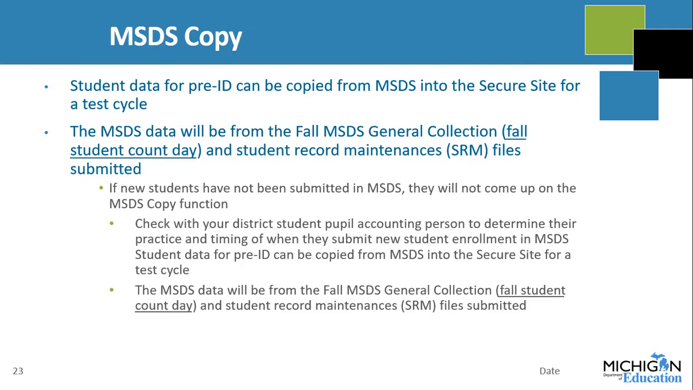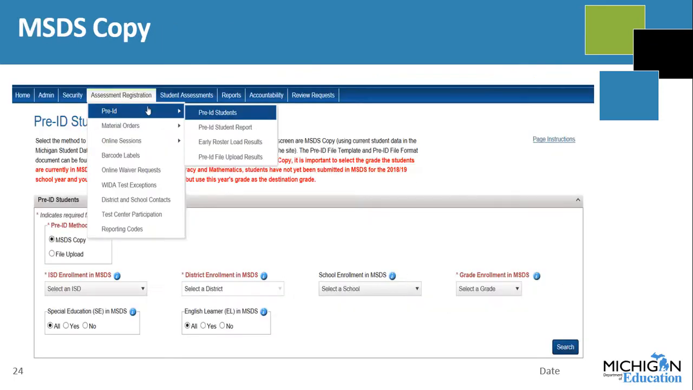MSDS Copy is only beneficial if a district submits enrollment information in MSDS for students through the student record maintenance files on a regular basis. If this is the case, then you can easily copy those new students into the secure site for pre-identification. You may want to check with your district MSDS person, usually the district pupil accounting person, to determine how often they submit new student enrollment in MSDS. MSDS Copy is not available for non-public schools.